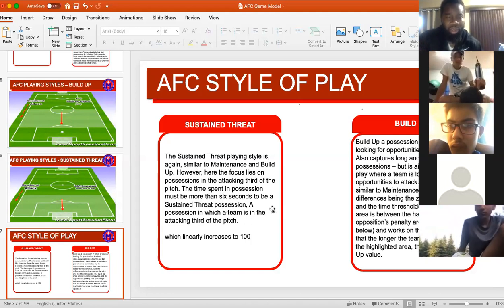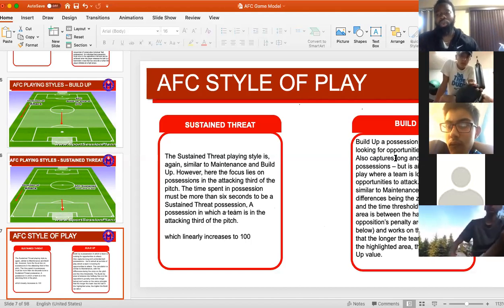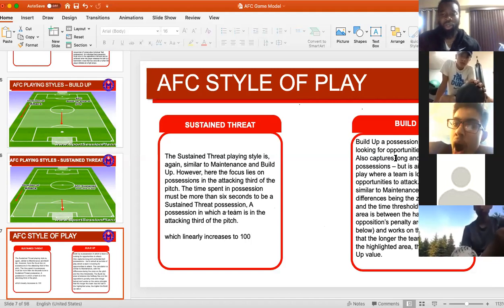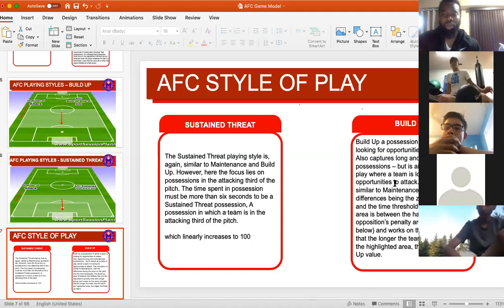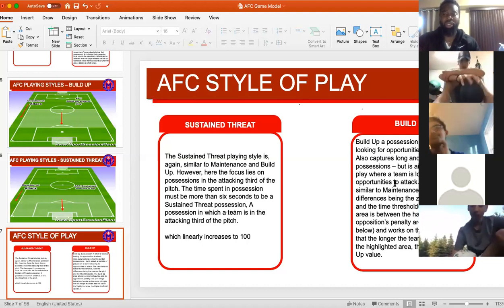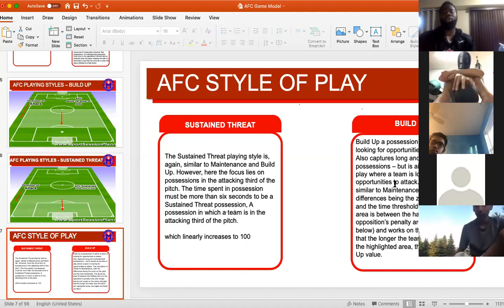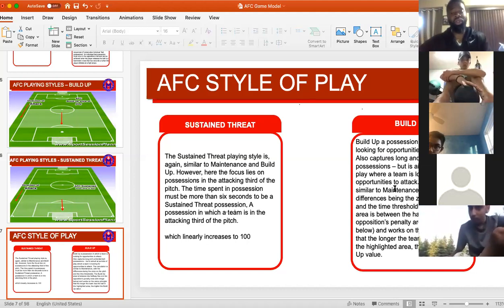Which the team is in the attacking third of the pitch. Then build-up play. Build-up play is possession in which a team is looking for an opportunity to attack. It also captures long and controlled ball possession, but is aimed at a period of play where a team is looking for an opportunity to attack. So in build-up play, you're looking for an opportunity to attack.